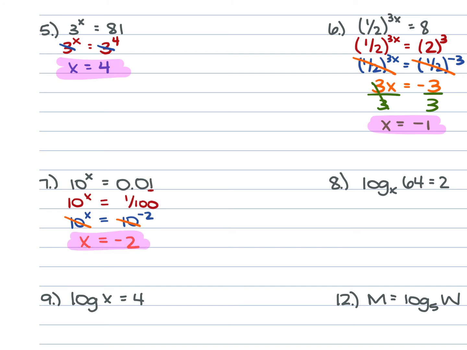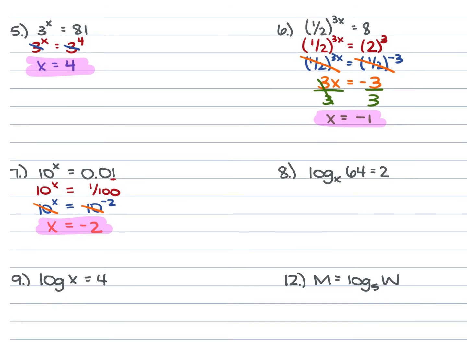So for number 8, we have log x of 64 is equal to 2. If you remember, this is the same thing as saying x to the power of 2 is equal to 64. So to find what x is, we would do what is raised to the power of 2 to get us to be that 64. If we have 8 to the 2nd power, that gives us 64. So our x is equal to 8.